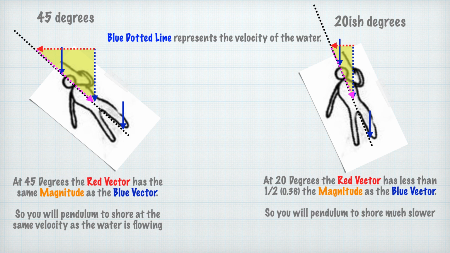So let's look at the 20 degree angle here. With the 20 degree angle, we can just think of it from the perspective of a vector analysis, and we could just compare the blue vector, or the blue velocity of the water, to the red, and we automatically can see that it's significantly shorter, which means that it's going to be significantly less velocity, and it's just slightly less than half. And if you were to run the math, it would be 0.36. So that is the magnitude of the velocity pushing you to the shore.